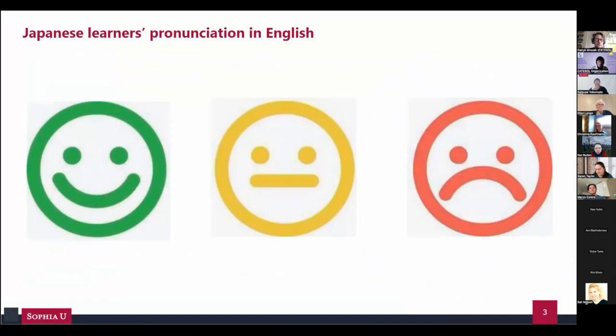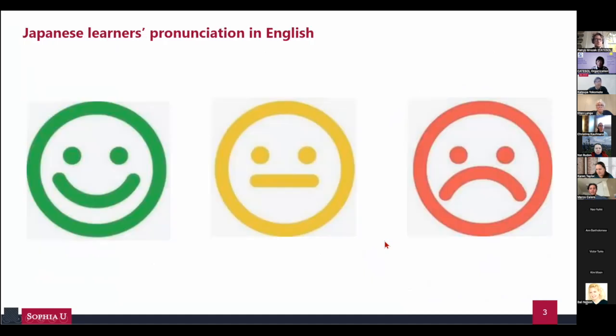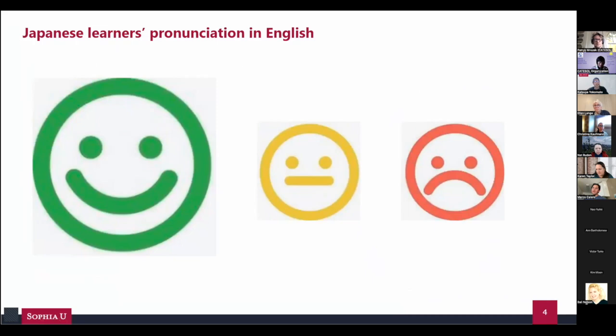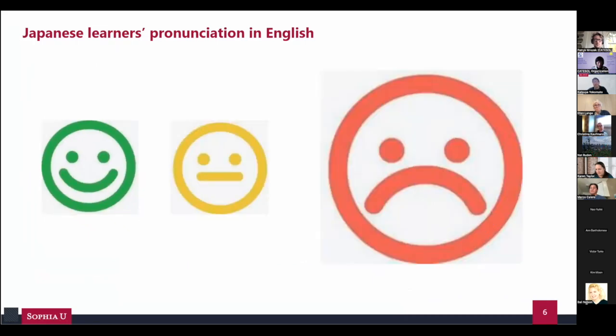So what do you think of Japanese learners' pronunciation so far? What's your reaction to their pronunciation? Do you think their pronunciation is great, or do you think it's okay? Their pronunciation is okay, or their pronunciation is terrible. So what would your reaction be?